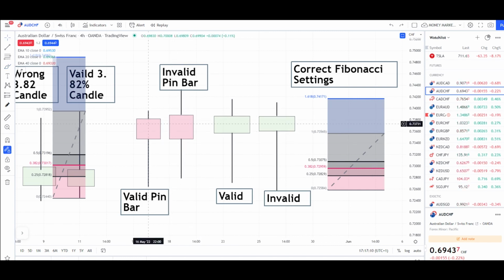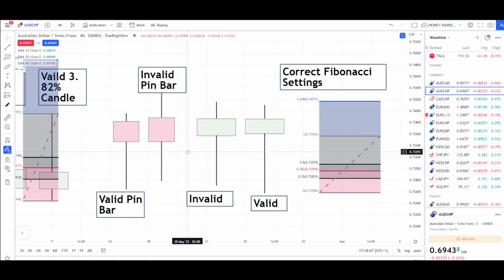And I know that it's a red color. Color doesn't matter, even if it has a red color, that is still valid as long as the body is above and it has the longest wick below that. So color doesn't matter. Doesn't matter if it's a green or if it's a red candle. So let's move on to the next one.